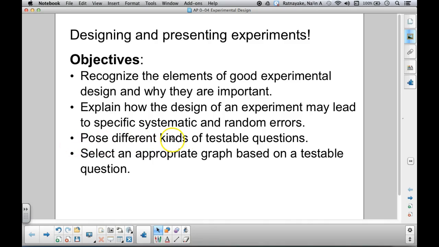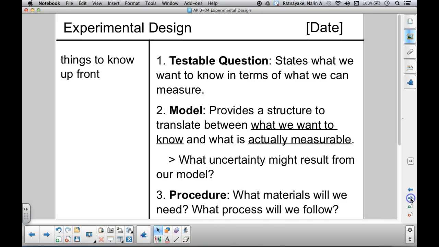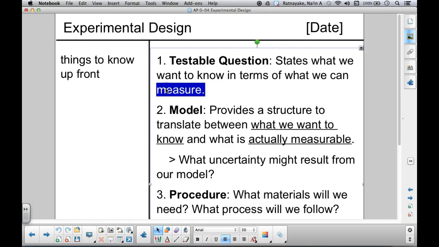Third objective, pose different kinds of testable questions, and finally select an appropriate graph based on your testable question. And we'll see what that looks like in just a bit. The first thing we want to define is what's called a testable question. And this is a question that states what we want to know in terms of what we can measure.